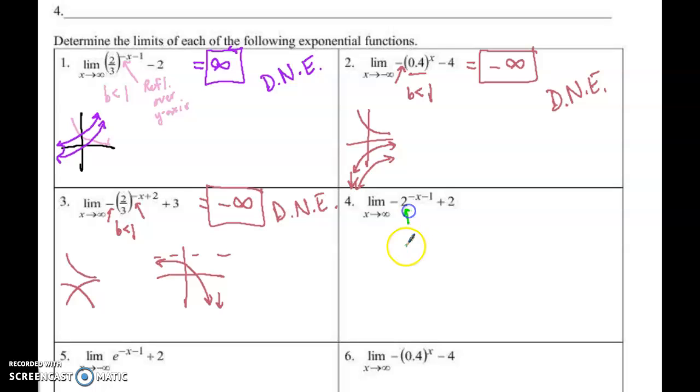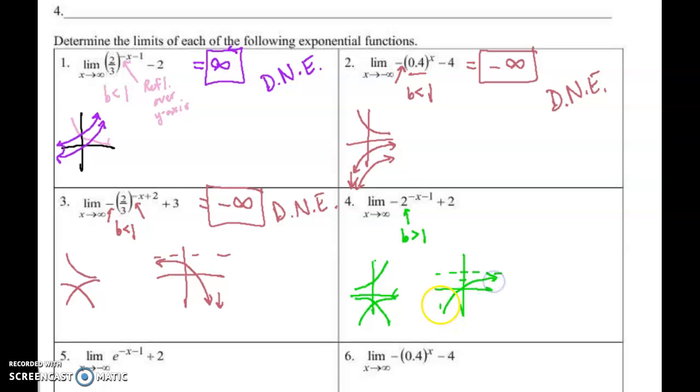Again, you look at the base first. This base is larger than 1. By the way, we do the exponent before the negative in front. So we do have 2 negatives though, but as I draw this out, I would say, okay, it's a growth function. Negative reflects it over the x-axis. That's what this negative does. This negative reflects over the y-axis. So we're looking at this type of function, but it is shifted up 2. So up 2 is your horizontal asymptote.